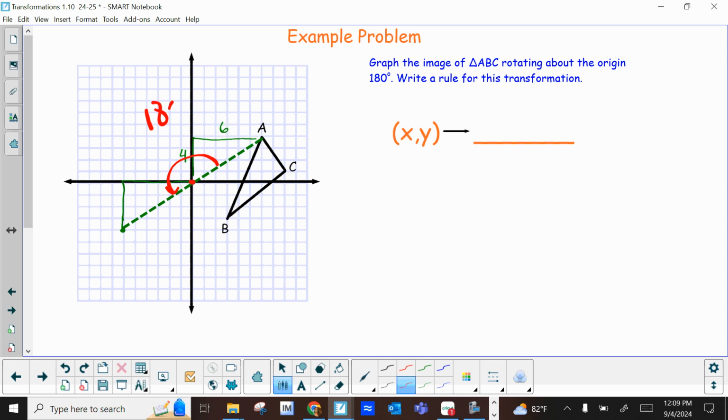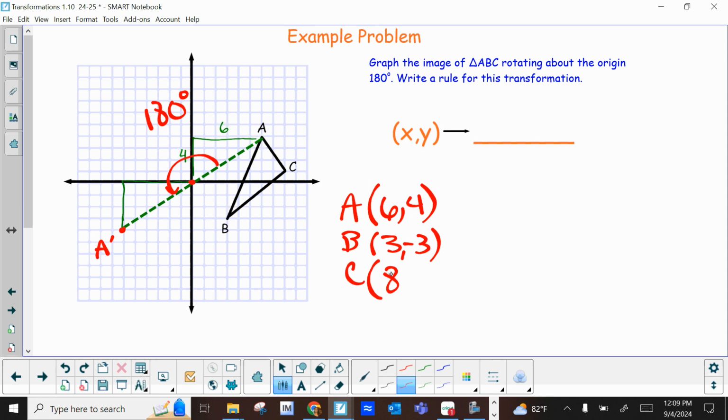That's 180 degrees. So this right here is going to be your A prime. And watch this, we'll be able to figure out our rule pretty quickly. So we're going to go A, B, C. A is at (6, 4). B is at (3, -3). And C is at (8, 2). Now, we already know where A prime is going to be. That's going to be at (-6, -4).